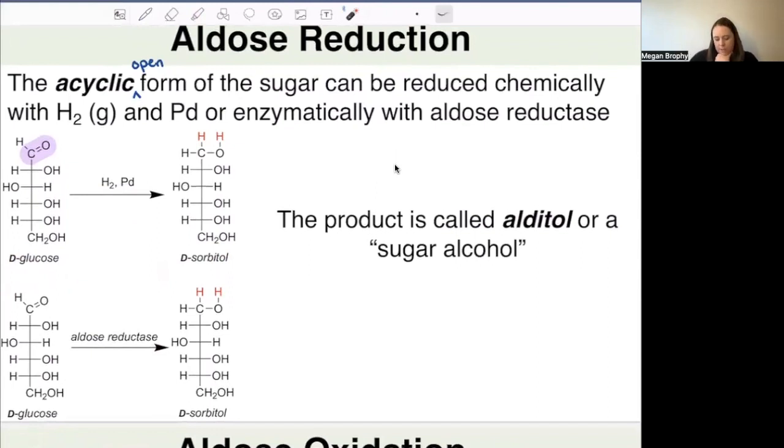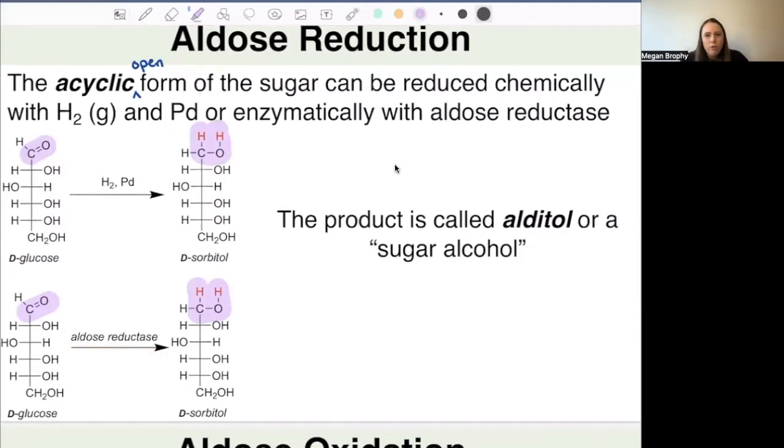The type of enzyme that does this is called an aldose reductase. So it'll take an aldose and then reduce it to a primary alcohol. And the reactants and products are the same. So we take D-glucose, we can reduce with an enzyme instead of in a lab with hydrogen gas and palladium. We get the same product. So we get a primary alcohol, which is called D-sorbitol.